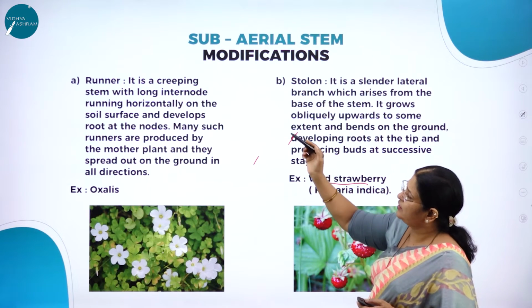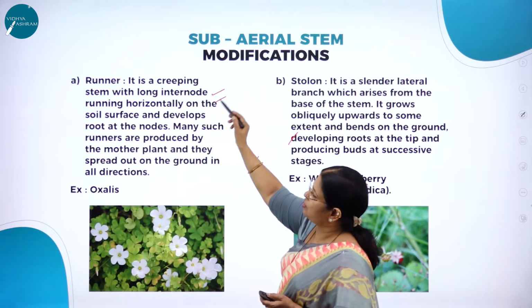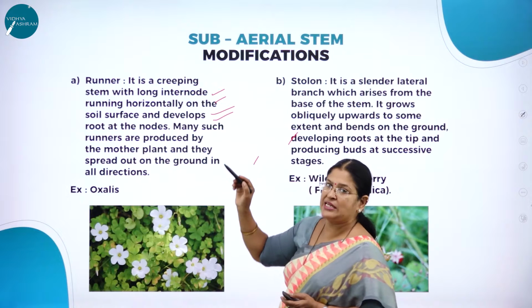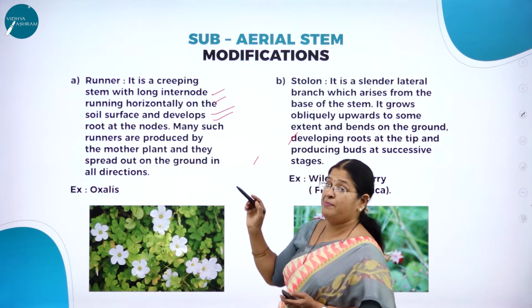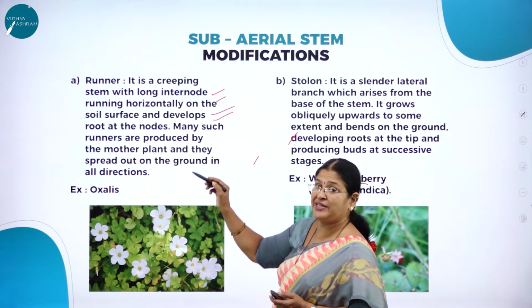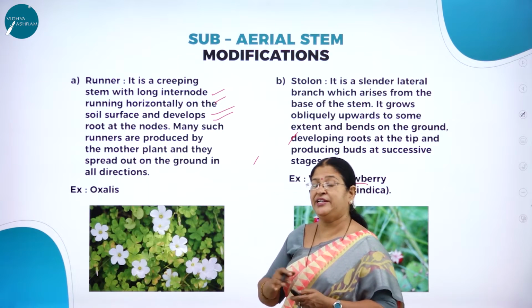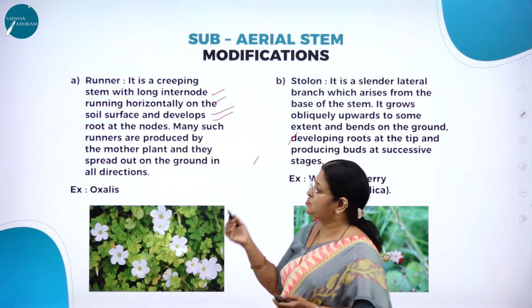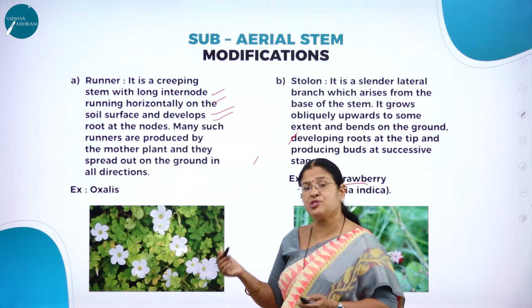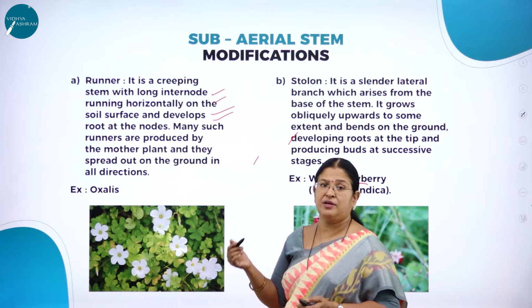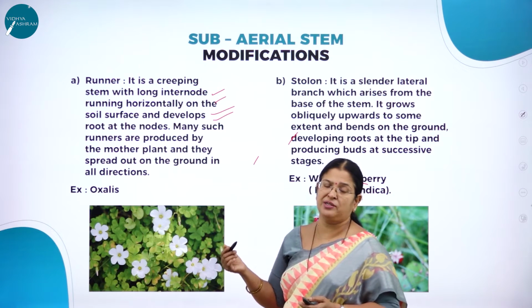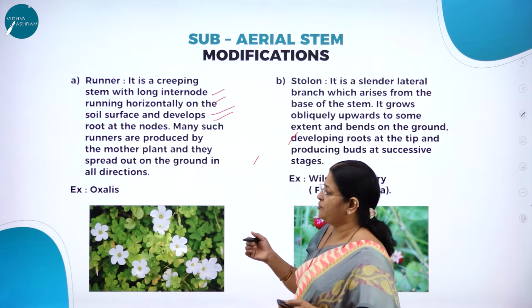Runner, what is a runner? It is a creeping stem with long internodes running horizontally on the soil surface and developing roots at the nodes. Many such runners are produced by the mother plant, and when it detaches or is cut from the mother plant, it develops into a new plant. As I said, runner is also an example for a vegetative structure which takes part in the process of vegetative reproduction.